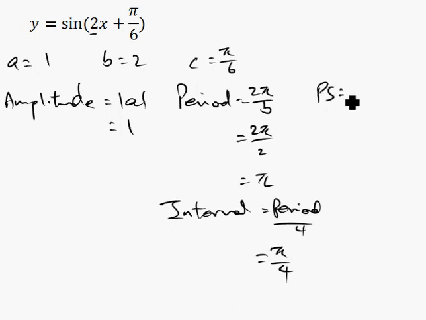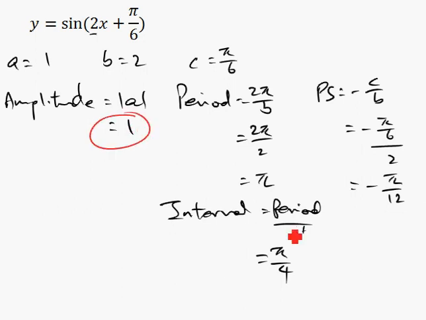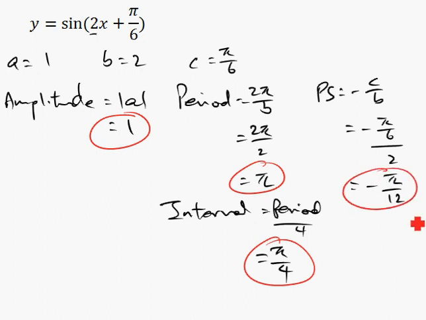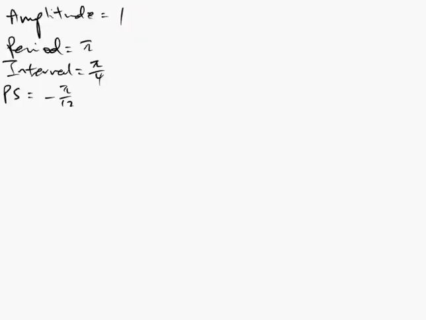Next, phase shift. Phase shift is minus C over B, which is minus pi over 6, divided by B, which is 2. Okay, this works out to minus pi over 12. So these are important information. Amplitude is 1, period is pi, interval is pi over 4, phase shift is minus pi over 12. Okay, these 4 things, I've rewritten them here. Then what we're going to do is draw the graph. Same thing as just now.